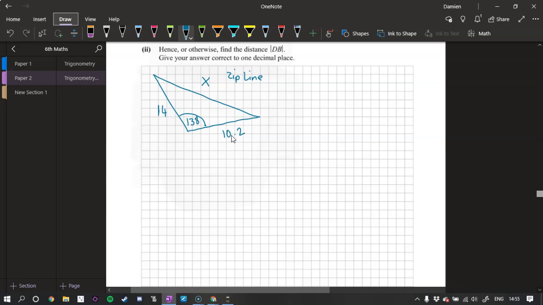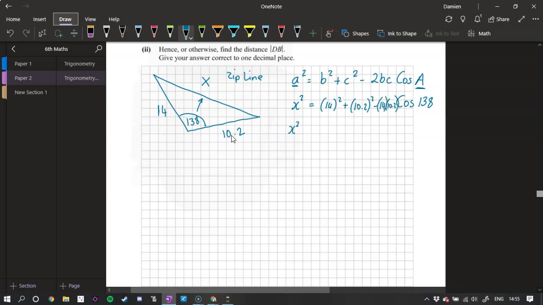So again, is it sine rule, is it cosine rule? It's not going to be sine rule because you need more than just the one angle, and this is all we've got. So we're going to be dealing with cosine rule. a squared equals b squared plus c squared minus 2bc, and then the cos of angle A. So the cos of angle A is going to be the cos of 138. That means my side a is the one opposite the angle. So that's going to be x. So I've got x squared equals, and then the other two sides, 14 squared plus 10.2 squared minus 2 by 14 by 10.2 times cos 138.